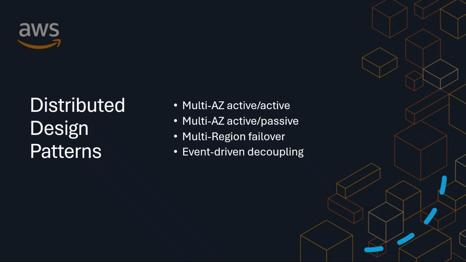Distributed design patterns help ensure workloads survive infrastructure failures. In an active-active setup, traffic flows across multiple availability zones simultaneously, which is common for load-balanced applications. In an active-passive setup, a standby environment is kept warm or hot and activated during failover. For global customers, multi-region architectures are used to ensure resilience even if an entire region is impacted. Decoupling workloads with queues, event buses, and microservices helps limit the blast radius and ensures components fail independently rather than dragging down the entire system.